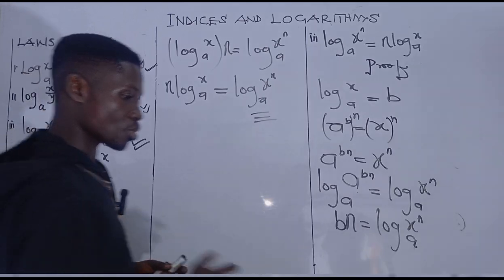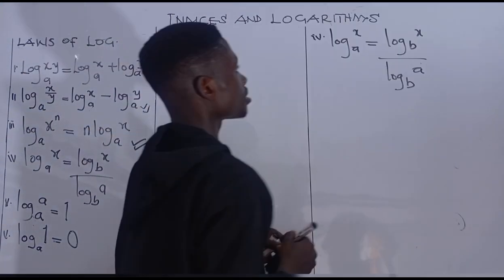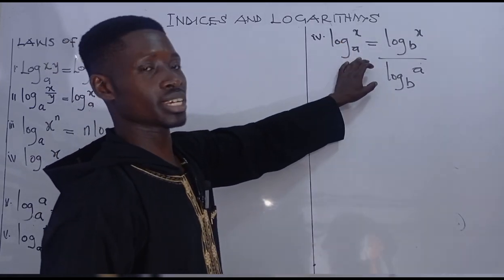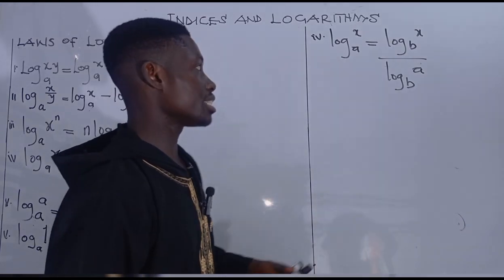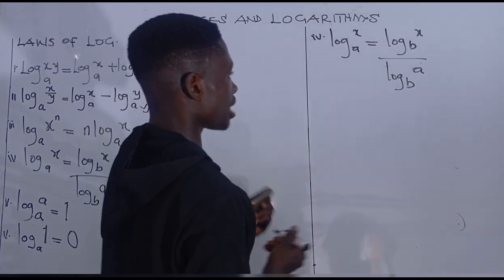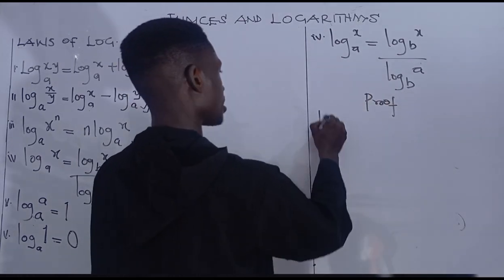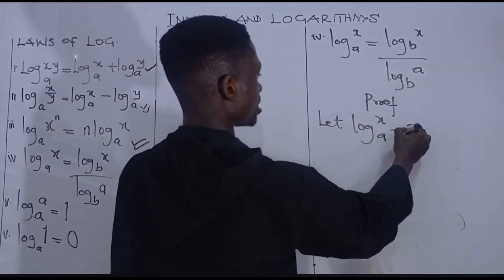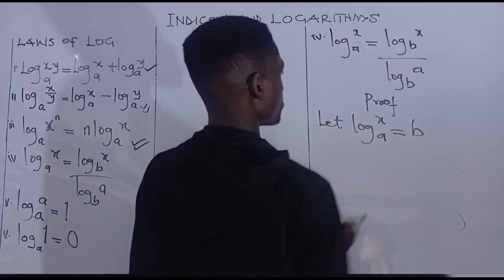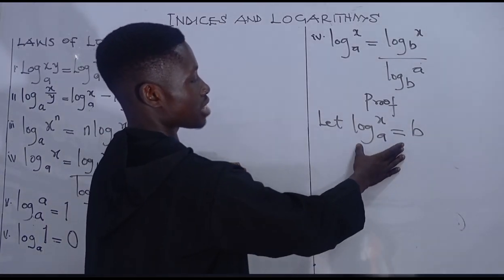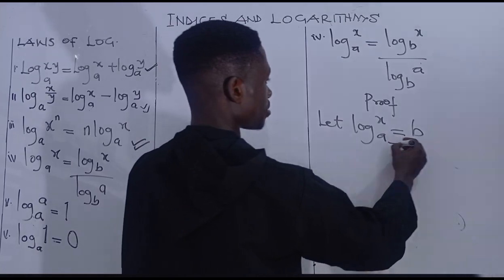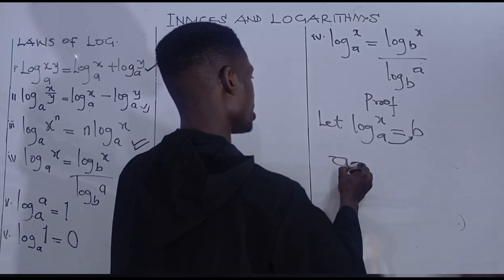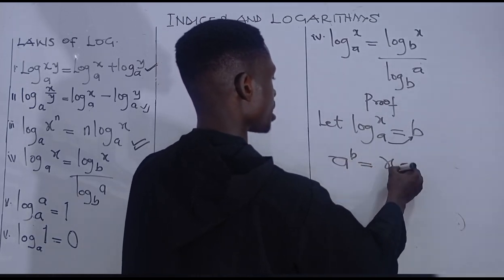Let's look at the last law. So we have our last law, which says that when you have the logarithm of x to the base of a, this is called the change of base. So we want to look at the proof of that. Let log of x to the base of a be equal to any variable at all. Let's say b. Now from here, we are going to write this in an exponential form. So the base of the logarithm will move and become the base of the exponent. So you have a raised to the power b is equal to x.